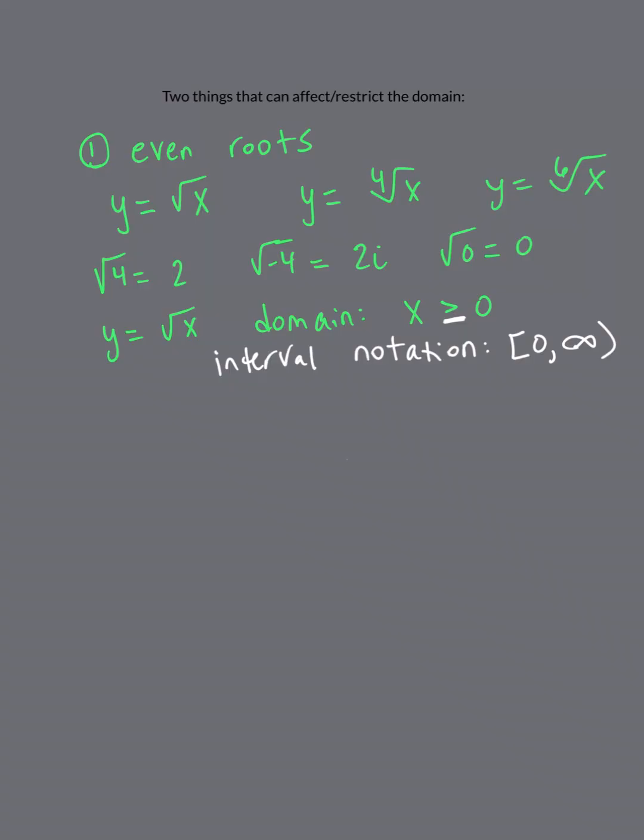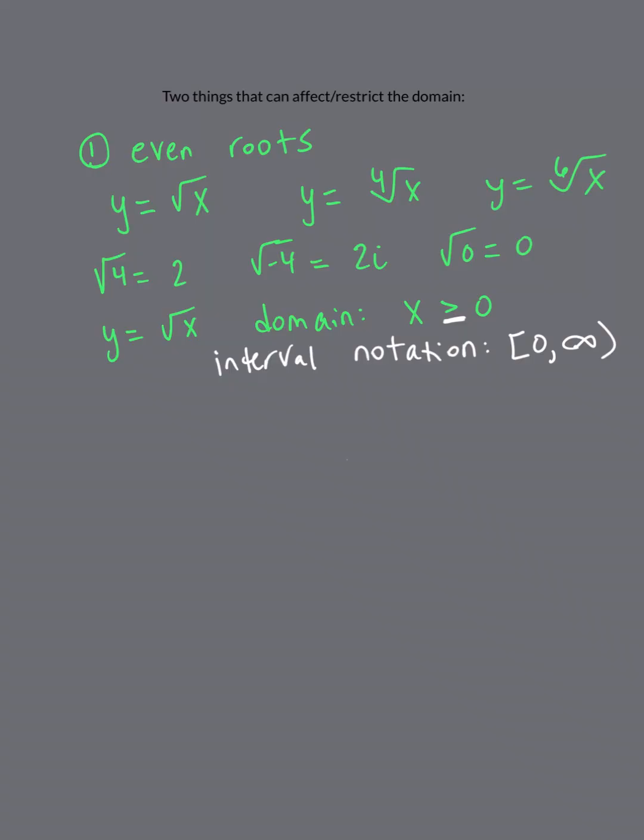Your domain for the fourth root of x will also be x is greater than or equal to 0, because any number times itself 4 times will be a positive number, or 0. The fourth root of 0 is also 0. Same thing for the sixth root. Sixth root of 0 is 0, because 0 times itself 6 times is still 0. And any number times itself 6 times will be a positive number.